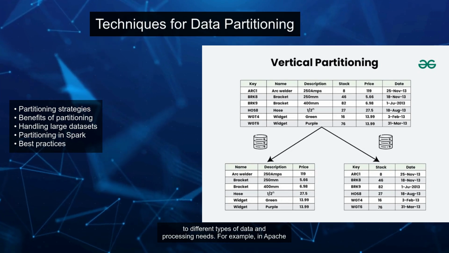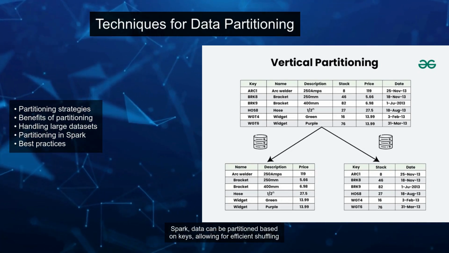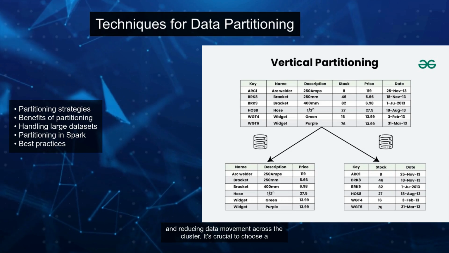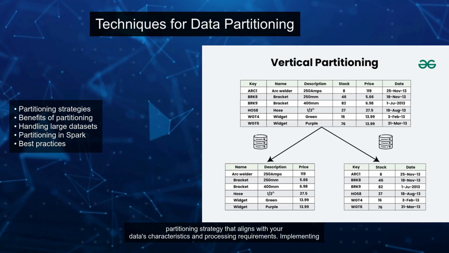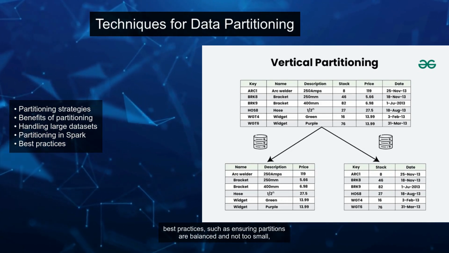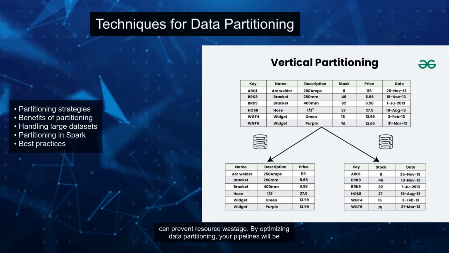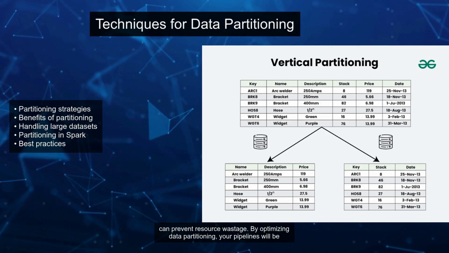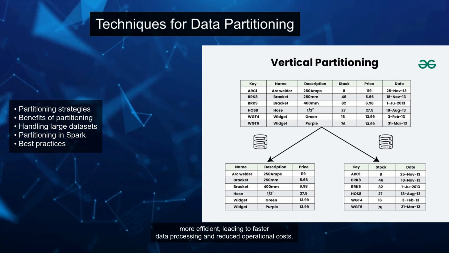needs. For example, in Apache Spark, data can be partitioned based on keys, allowing for efficient shuffling and reducing data movement across the cluster. It's crucial to choose a partitioning strategy that aligns with your data's characteristics and processing requirements. Implementing best practices, such as ensuring partitions are balanced and not too small, can prevent resource wastage. By optimizing data partitioning, your pipelines will be more efficient, leading to faster data processing and reduced operational costs.